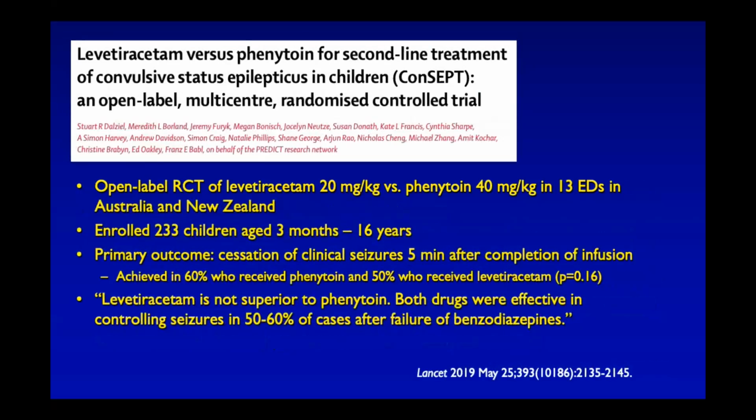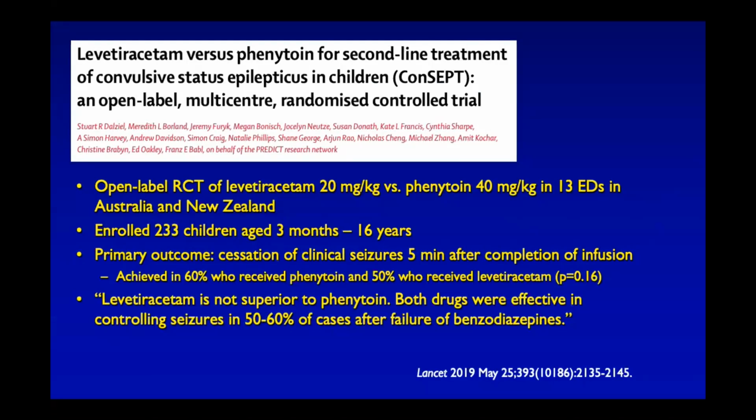The next study, published in the same issue of The Lancet, was an open-label randomized controlled trial of levetiracetam 20 milligrams per kilogram versus phenytoin 40 milligrams per kilogram, conducted in 13 emergency departments in Australia and New Zealand. This study enrolled 233 children aged between 3 months and 16 years, and the primary outcome here was cessation of clinical seizures 5 minutes after completion of the infusion.